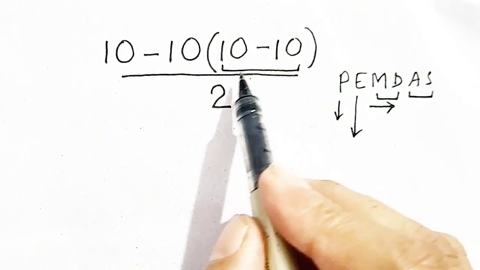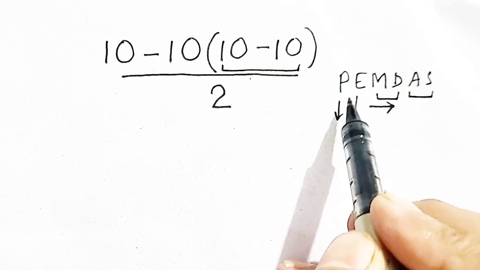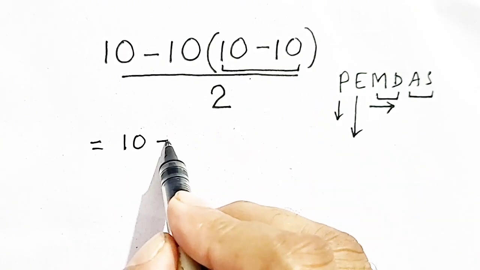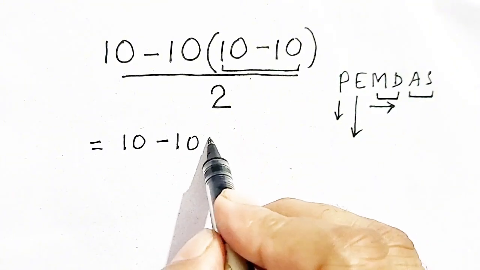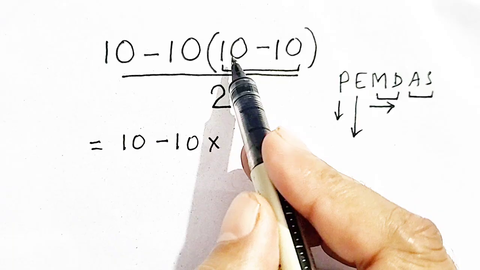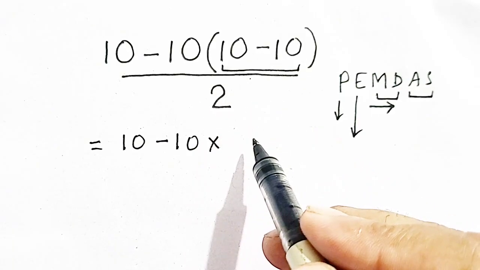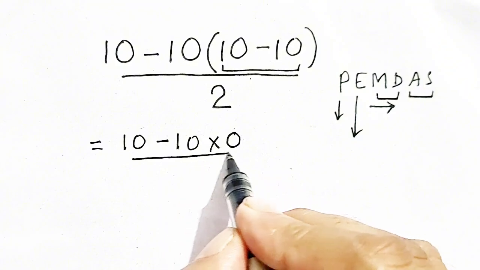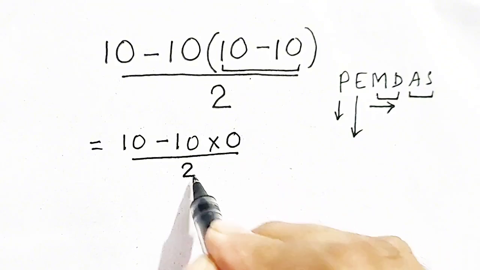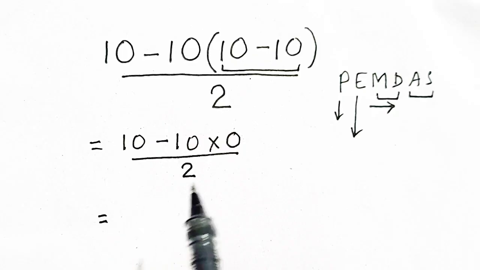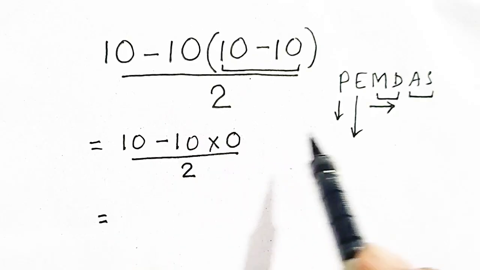So, in this question, there is a parenthesis, so we have to solve the parenthesis first. We will get 10 minus 10 times, here there is no sign, so we will put a multiplication sign, and (10 minus 10) will be equal to 0, and the whole divided by 2. Okay, now move to the next step.